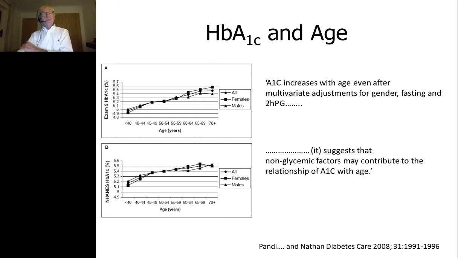Age. As we get older, hemoglobin A1c increases, and this is independent of glycemia. This is a study by David Nathan and co-workers that showed independent of the level of glucose, hemoglobin A1c levels increased decade upon decade.